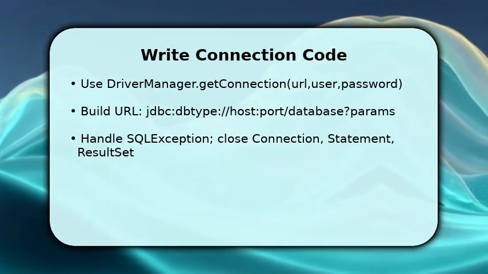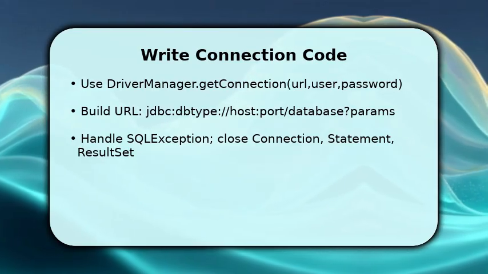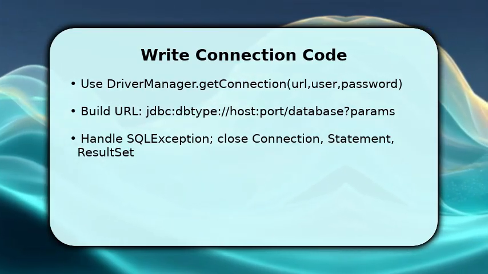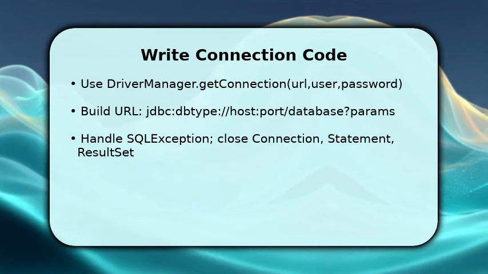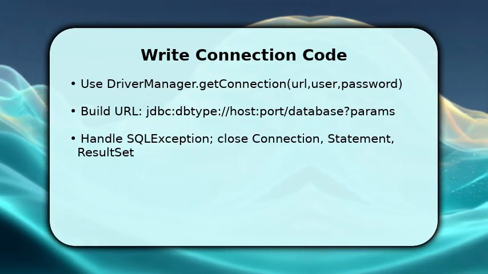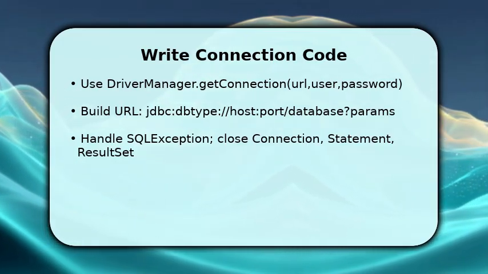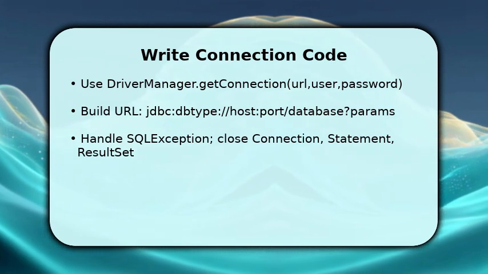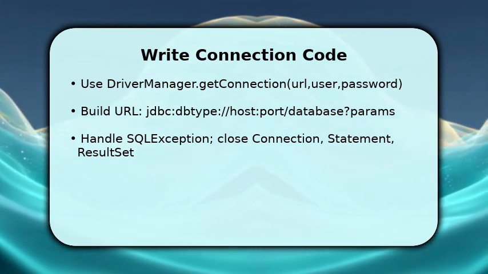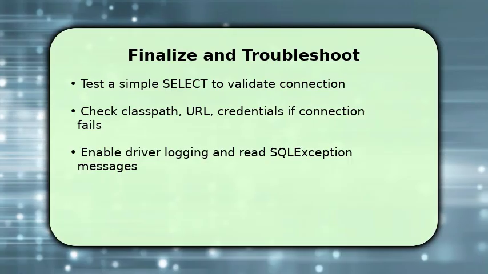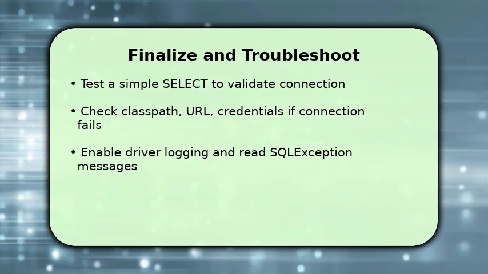Make sure to use try-with-resources so connection, statement, and result set close automatically. This prevents leaks. If you need transactions, set autoCommit to false, commit when done, and roll back on exceptions to maintain data integrity. Finish by running a simple select to validate everything and confirm results in the Eclipse console.